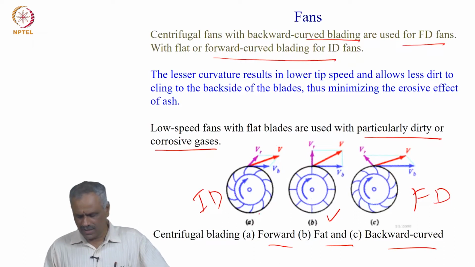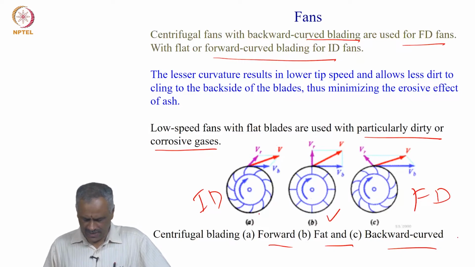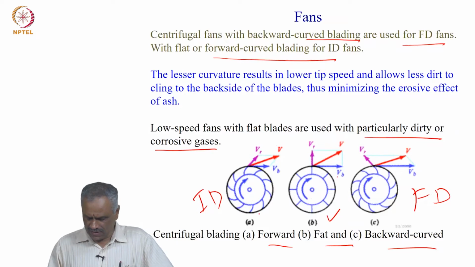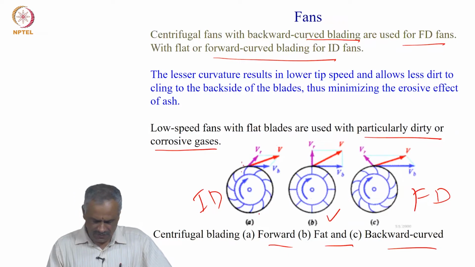Lesser curvature results in lower tip speed and allows less dirt to cling to the back side of the blades. See here, the meaning of this is the curvature. If you have a curvature, when you use this rotation, there is a possibility of ash agglomeration over the blade. So, that is another important thing you should remember.